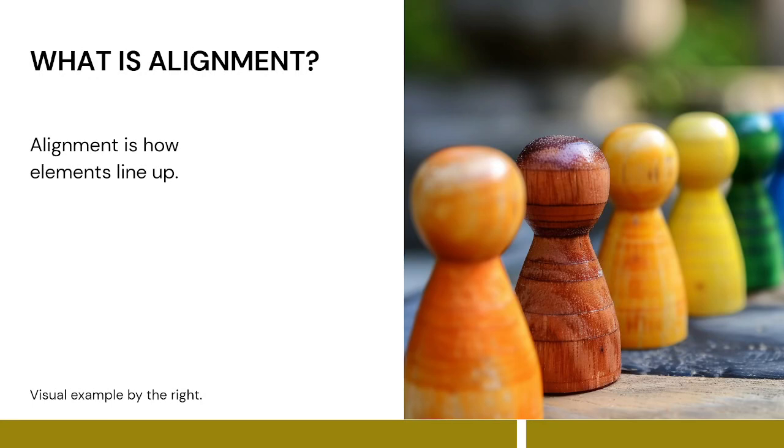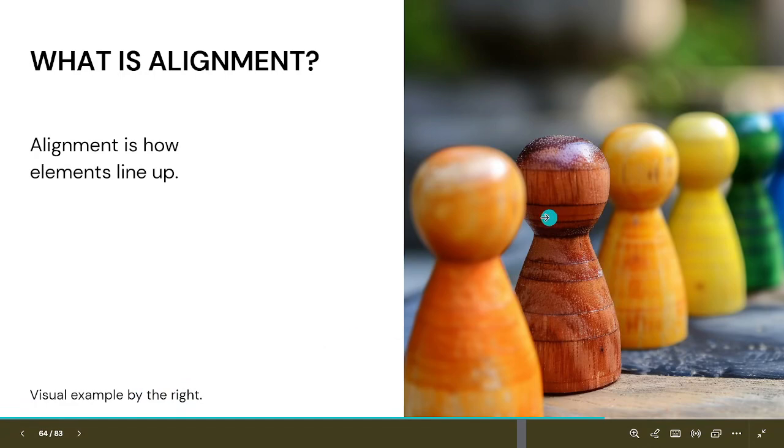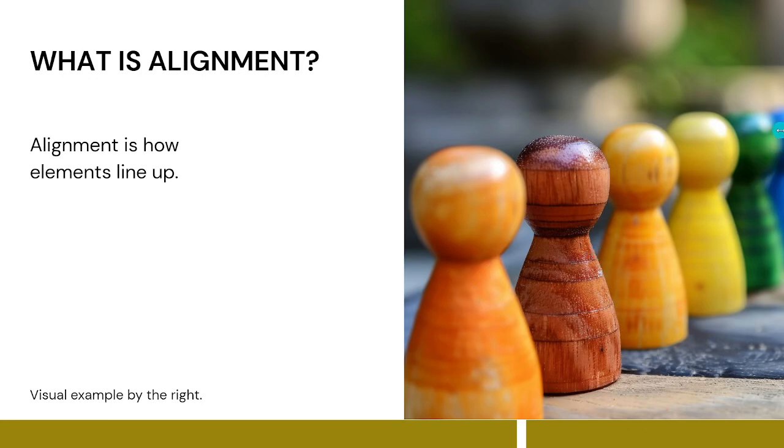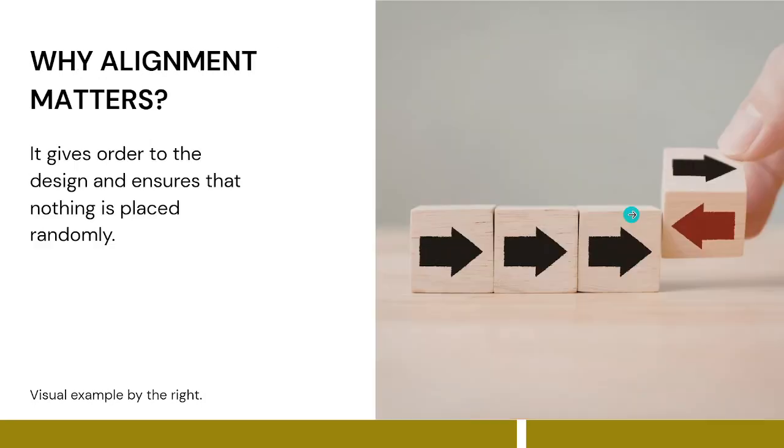What is alignment? Like I said here, alignment is how elements line up. And there's a visual example on the right. We can see that these items are aligned. They are being placed on a kind of straight point. Because the picture was taken from an angular position, it shows that these elements are being placed on a straight line. So this is a visual example of alignment.